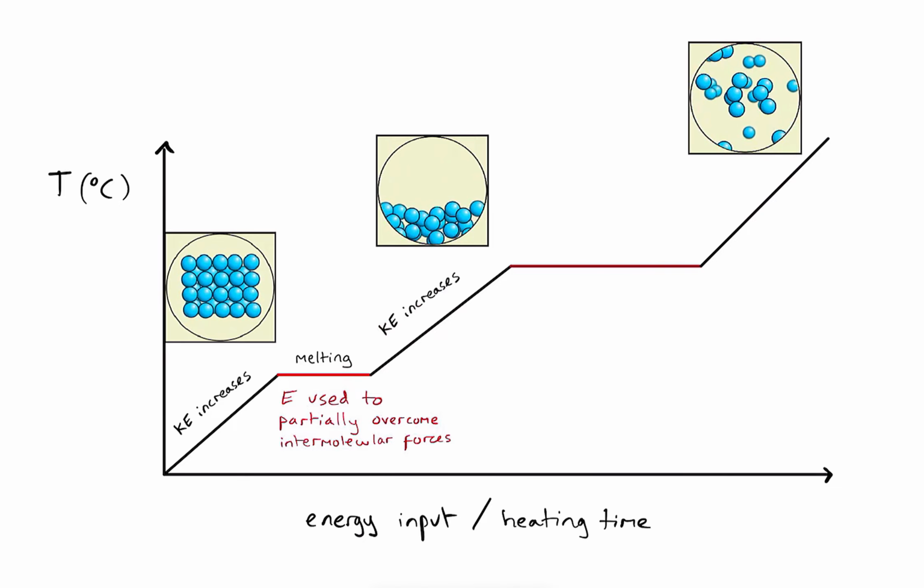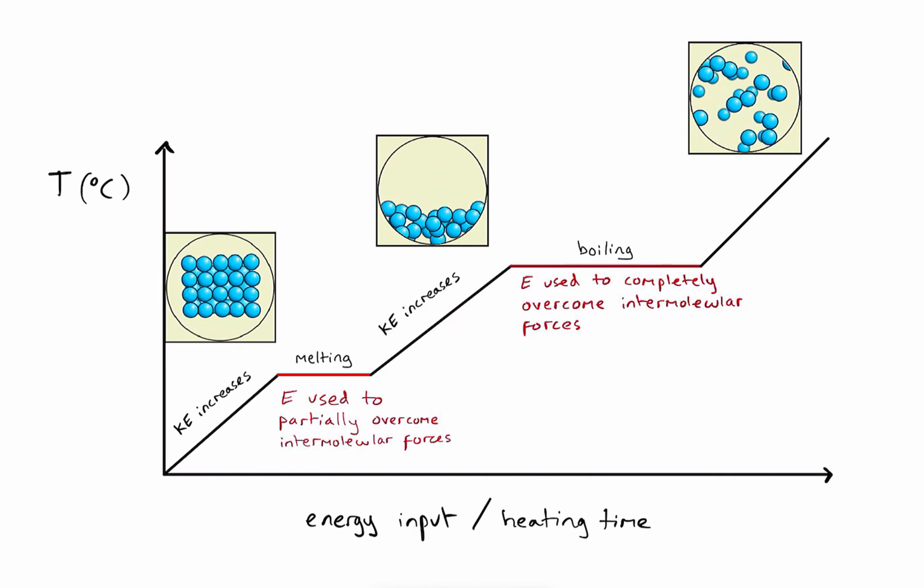In this case, it must be being used in the boiling process, which requires energy for completely overcoming the intermolecular forces so that those particles can now move freely and far apart from each other. Once all of my liquid water has been turned into a gas, at the end of the red section there, you'll then see the temperature start increasing, suggesting that the kinetic energy of the particles is once again increasing. So in my diagram, I would expect to see those gaseous particles or water molecules moving faster and faster and faster.